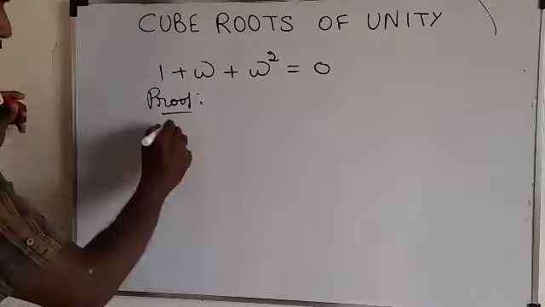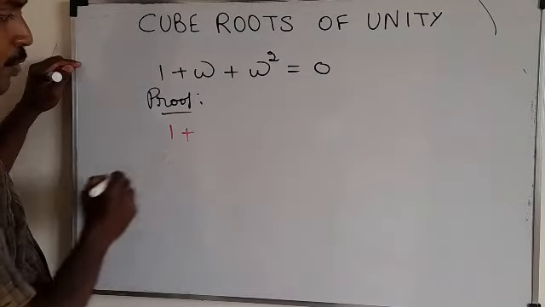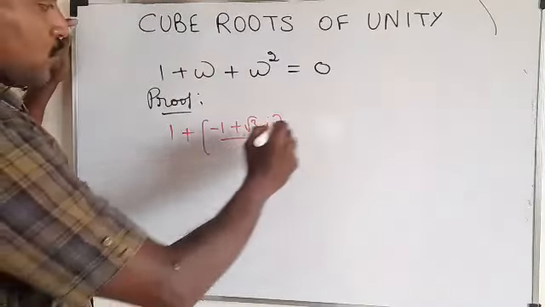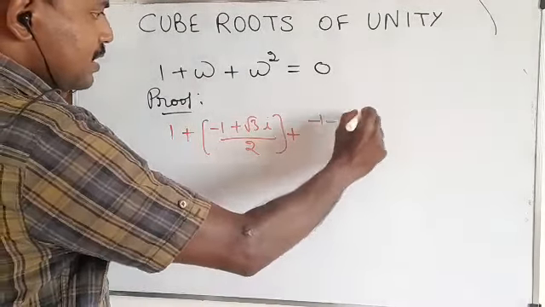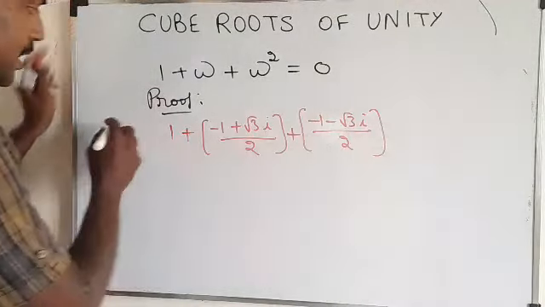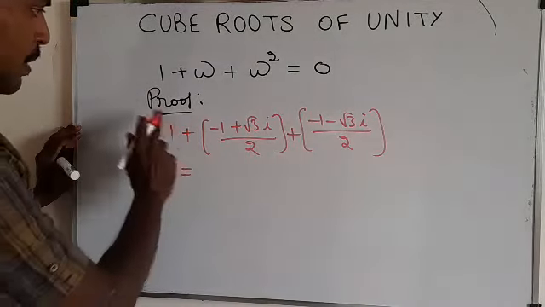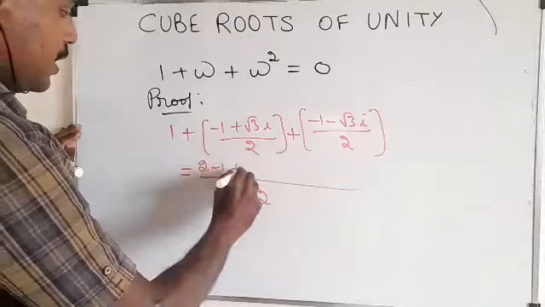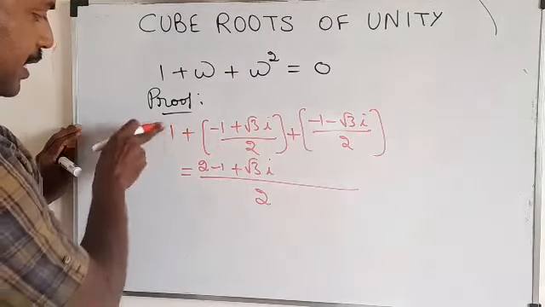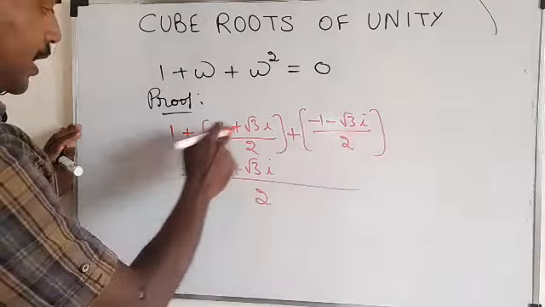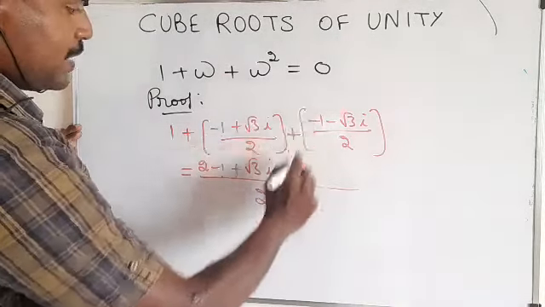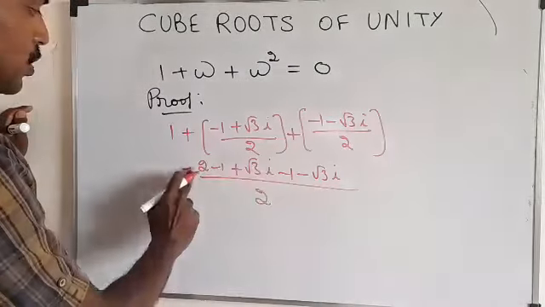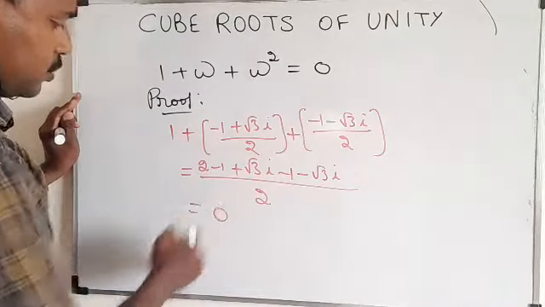So let us have 1 plus omega, where omega is minus 1 plus root 3i by 2, and omega square is minus 1 minus root 3i by 2. Let us add them together. Take LCM: 2 minus 1 plus root 3i, where I multiplied and divided by 2 so that I am getting 2 here. Then minus 1 plus root 3i, then minus 1 minus root 3i. Look at this, root 3i minus root 3i cancel. 2 minus 1 is 1, 1 minus 1 is 0. So 0 by 2 is nothing but 0.